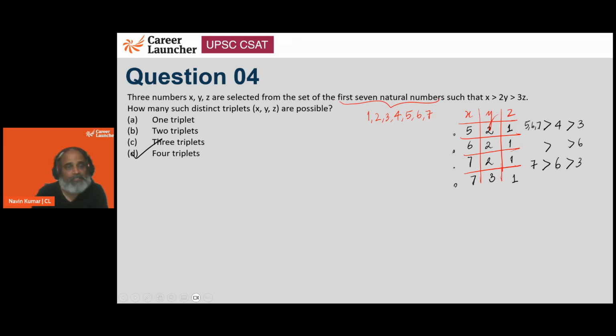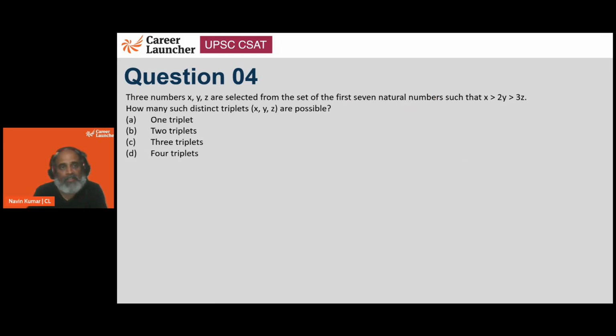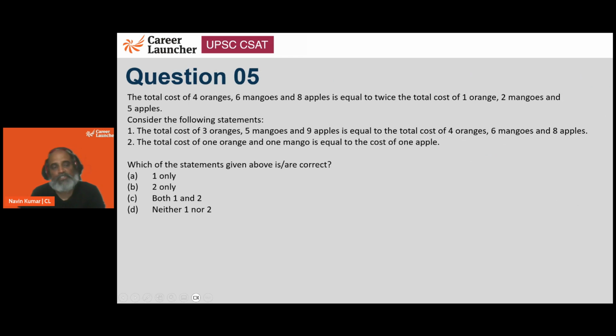Next question. The total cost of 4 oranges, 6 mangoes, and 8 apples is equal to twice the total cost of 1 orange, 2 mangoes, and 5 apples. Consider the following statements. The total cost of this is equal to the total cost of this, and the total cost of this is equal to the total cost of this. So we have to find out which of the following is or are correct.